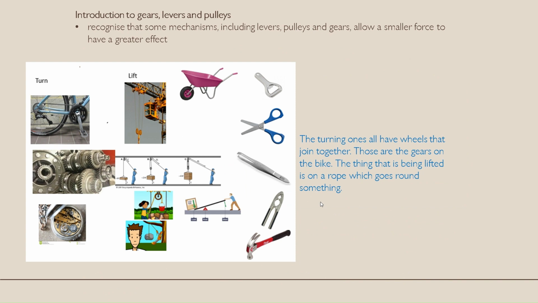Introduction to gears, levers, and pulleys. The turning ones all have wheels that join together. Those are the gears on the bike. The thing that is being lifted is on a rope which goes around something.